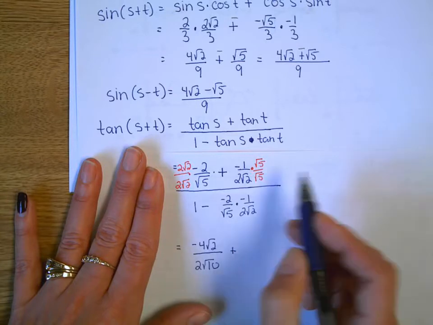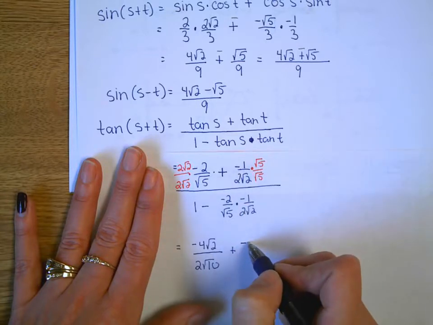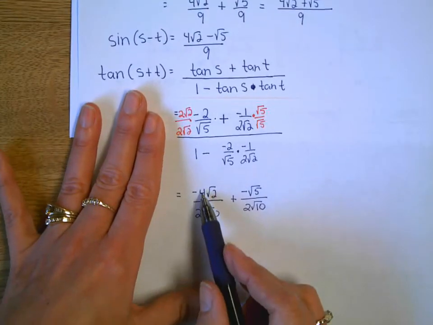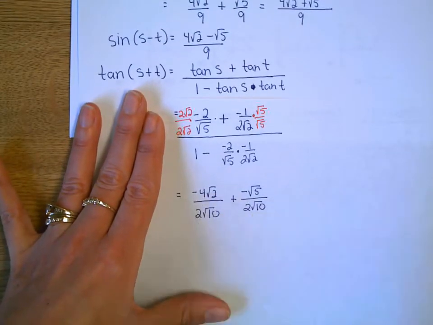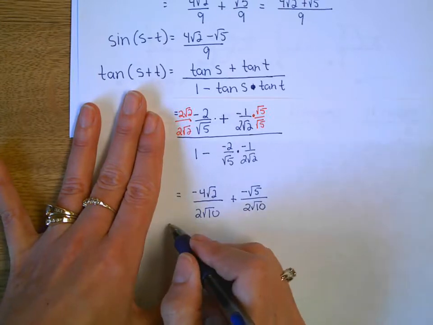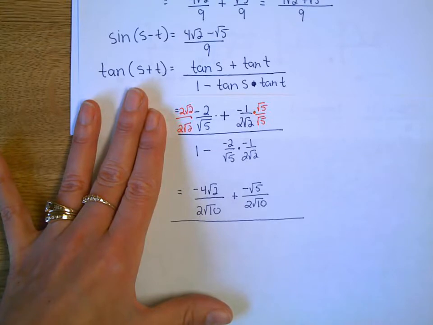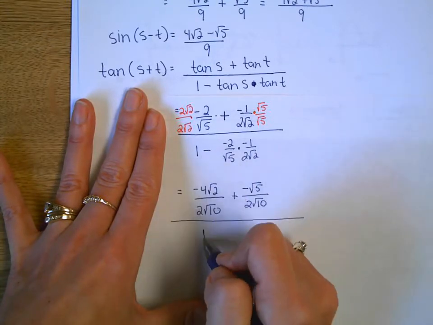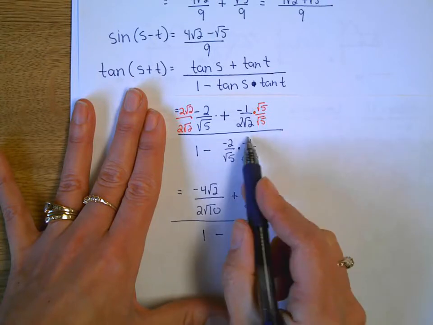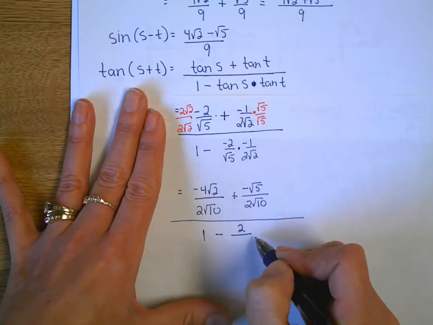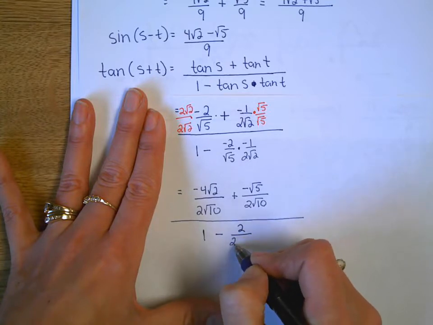Then we'll have plus. Over here I'm going to have a negative square root of 5 over 2 square root of 10. See, I would not have wanted to cancel right here because then I wouldn't have a common denominator anymore. So don't cancel. Then that's all going to be over, in the bottom here I've got a 1 minus, I'm going to multiply first. What am I going to have? 2 over 2 square root of 10.